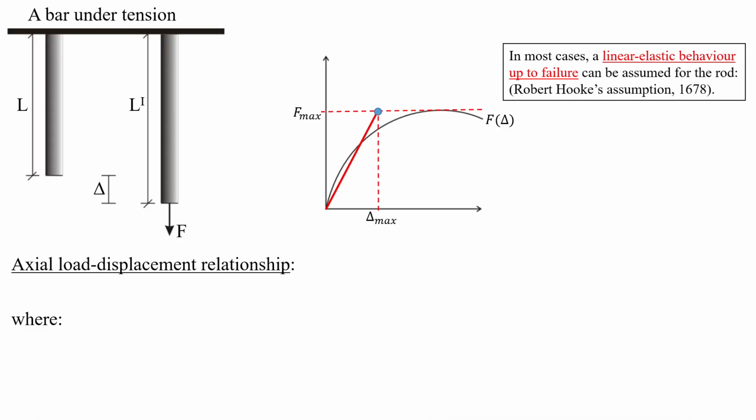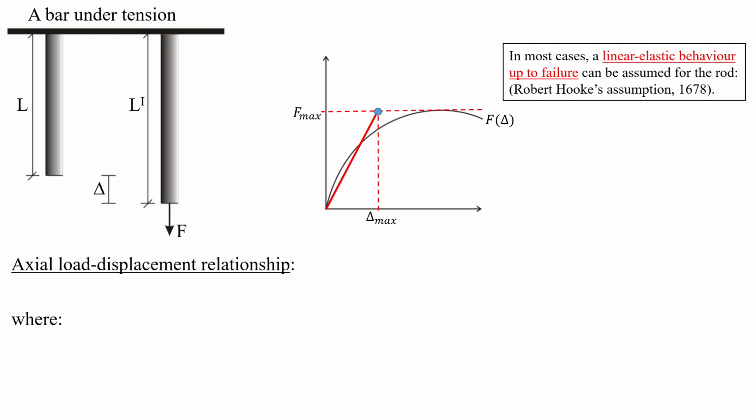So think of materials as not just static. Temperature, moisture content, all sorts of things have an influence over the material. Right. In most cases, linear elastic behaviour to failure can be assumed for the rod. Right, let me rephrase that. For our rod and for everything that we do in the real world, we are going to assume that linear elastic behaviour up to failure is correct.